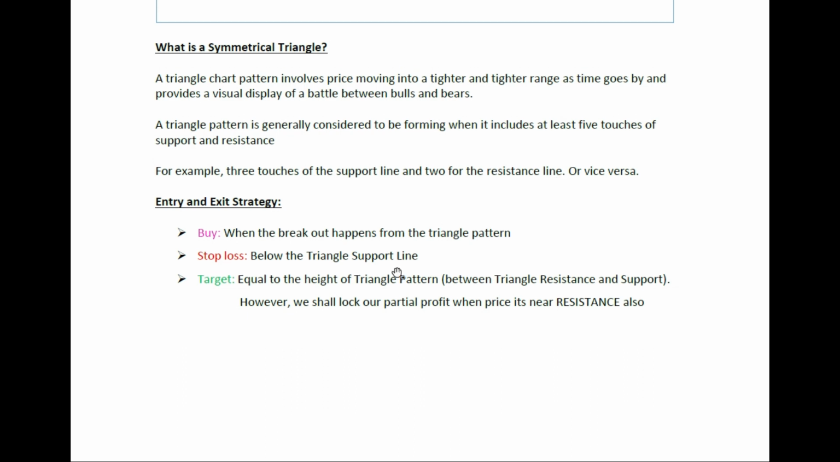Now we will see the entry and exit strategy. When the breakout happens from the triangle pattern, we need to take buy, and keep the stop loss below the triangle support line. The target can be equal to the height of the triangle pattern, that is between the triangle resistance and support. However, we shall also lock our partial profit when price is near resistance. We will see this in detail in the chart.